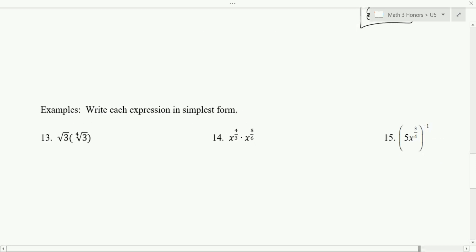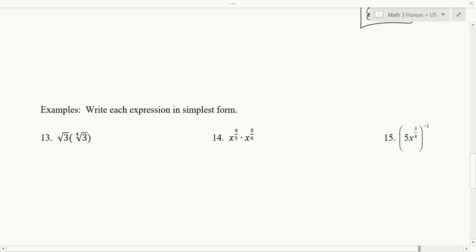So 13, we got square root of 3 times the 4th root of 3. Can I multiply those together? No, one's a square root, one's a 4th root. You can't multiply things that have different roots. So we need to create the same kind of root in order to do that. Can we turn a square root into a 4th root? This is a 4th root. Can I change the square root of 3 to the 4th root of something? What would it be?